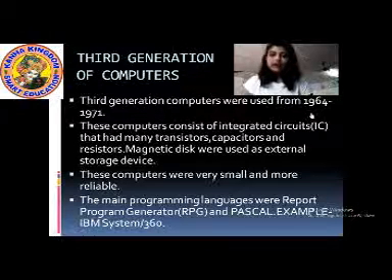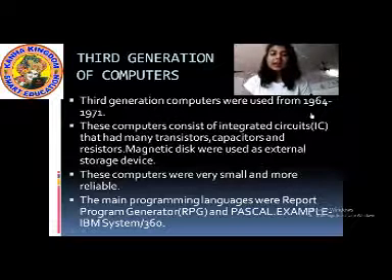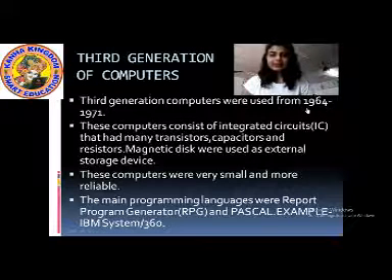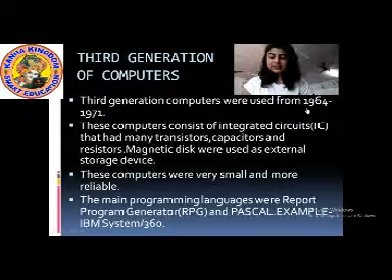So students, now comes the third generation of computers. What was the time period of this computer? The time period was 1964 to 1971. That means these computers were used from the year 1964 and lasted up to 1971.